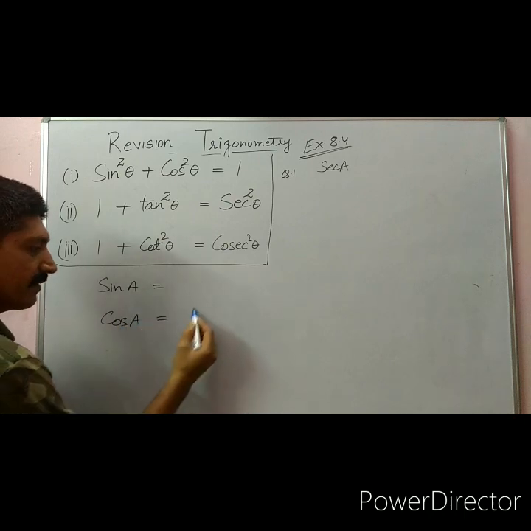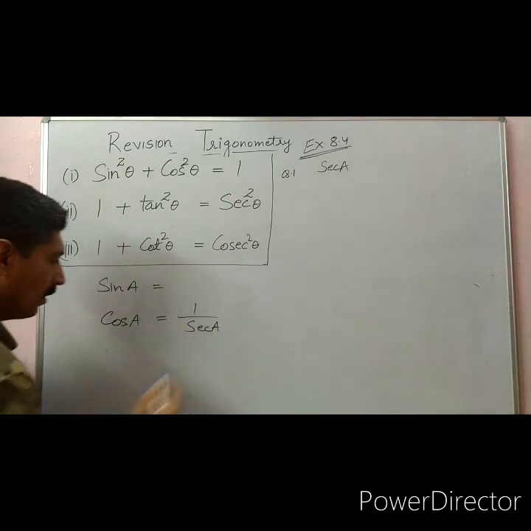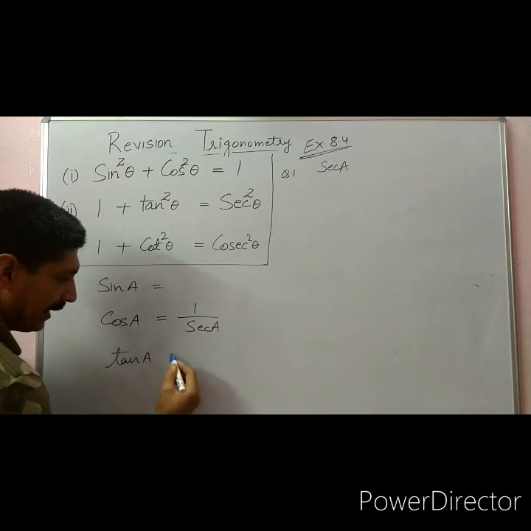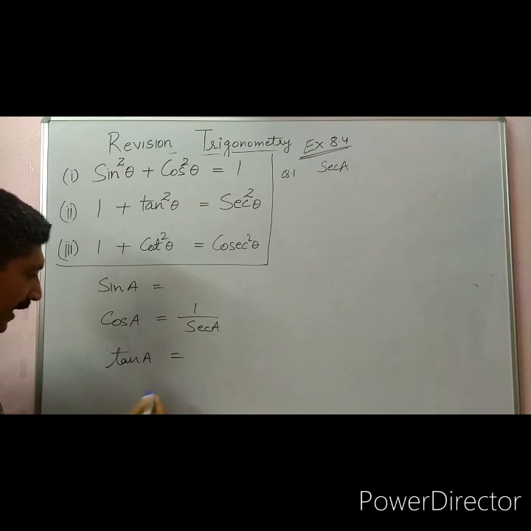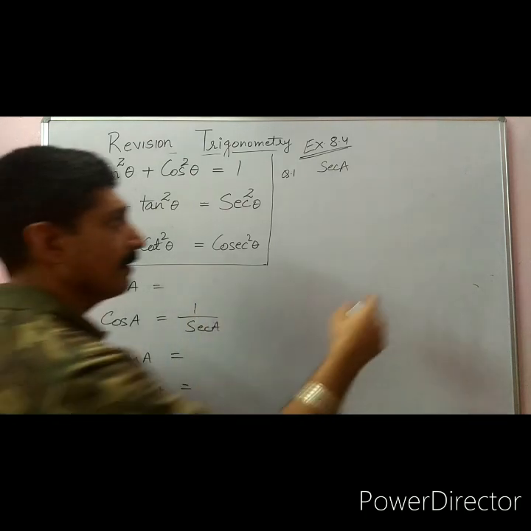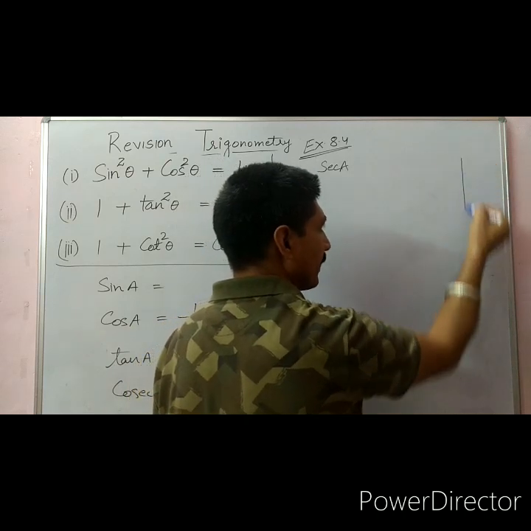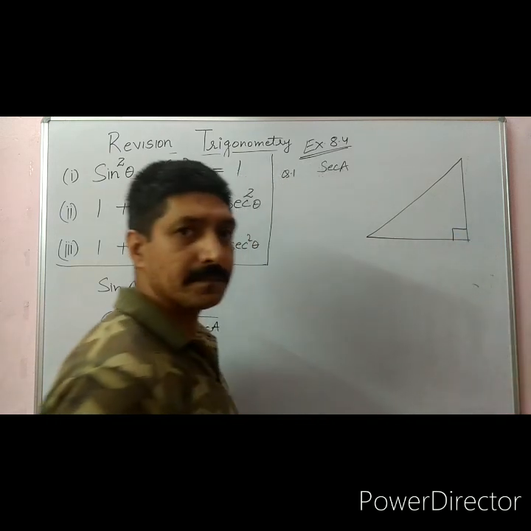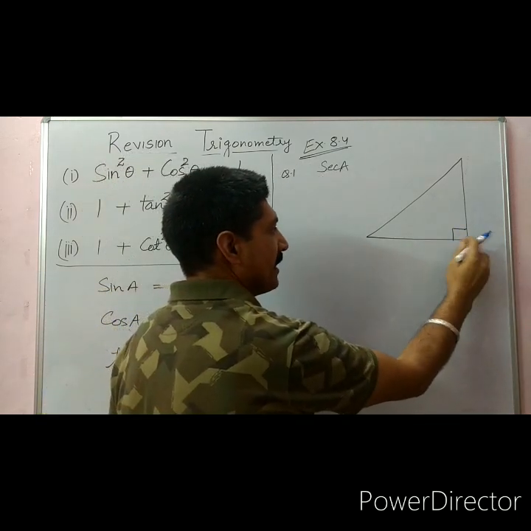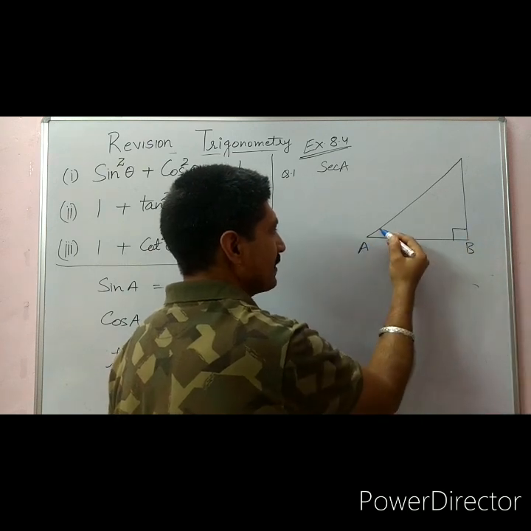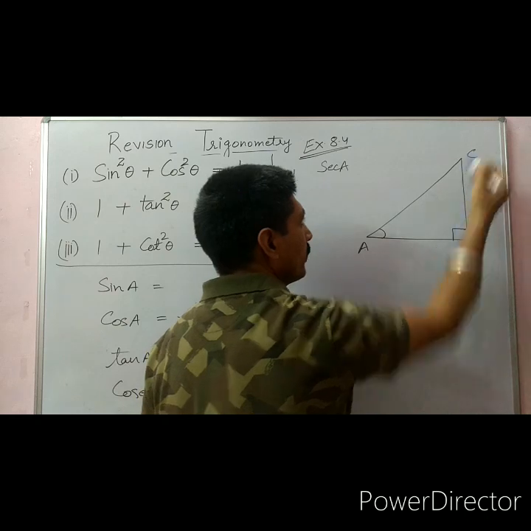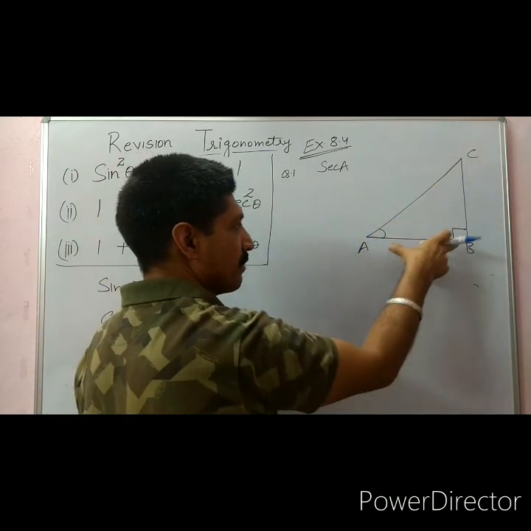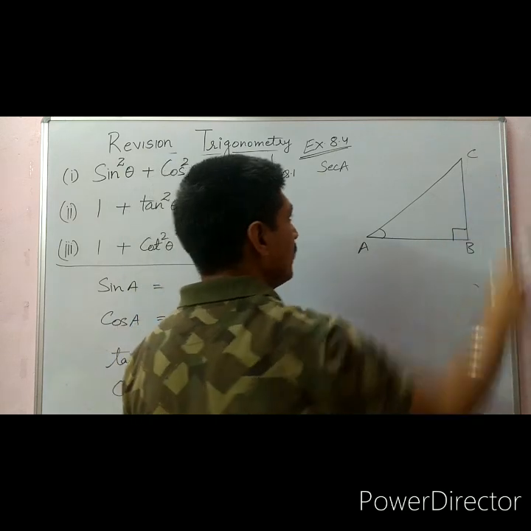cosecant of A, that is the reciprocal of secant A, we know. How to write tangent of A in terms of secant A, how to write then cotangent, that is the reciprocal of sine, that is cosecant of A. So here let's draw one triangle, a right angle triangle. In this right angle triangle, let angle B be 90 degrees, and A is the angle theta which we are talking about. So AC is the hypotenuse, AB is the base, and BC is the perpendicular.